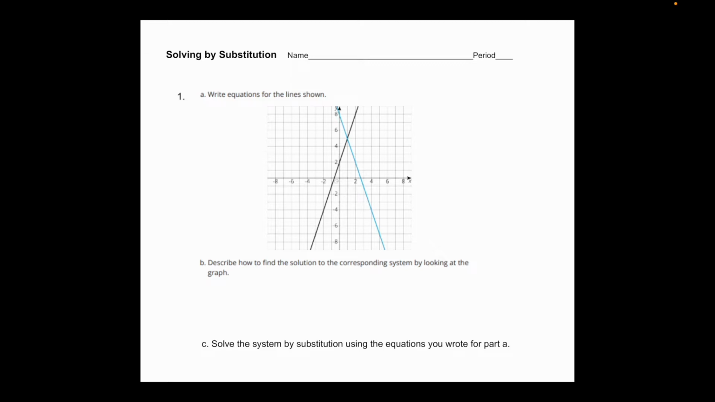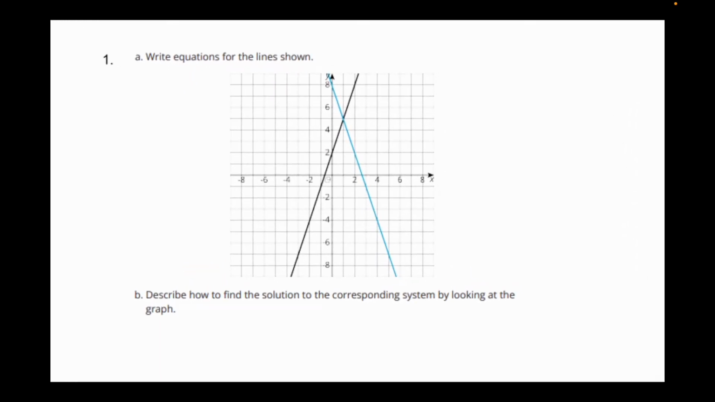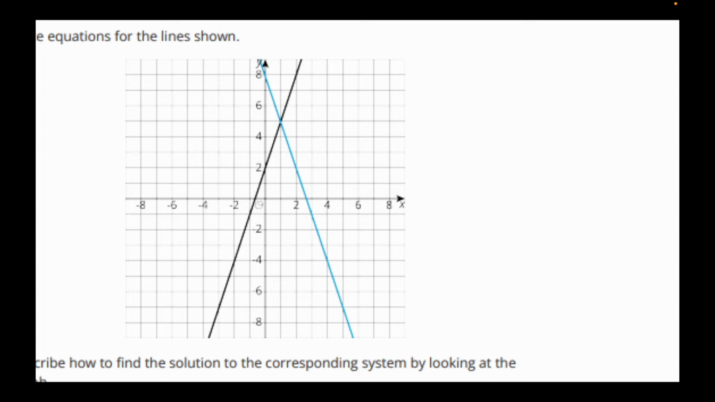So for this first equation, we're just going to write the equations for the lines that are shown. On mine, since I have one in blue and one in red, I'm going to write the blue one in blue and the red one in red. For this blue one, I can see a y-intercept at 0, 8. And it's going down 3 and over 1, so minus 3 and plus 1. So my slope is negative 3 over 1.